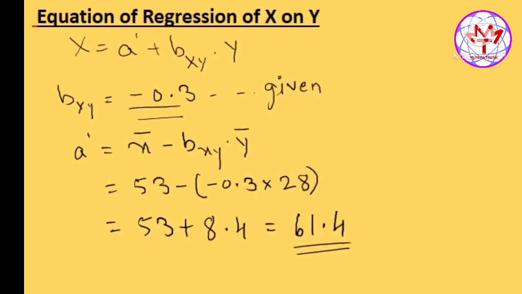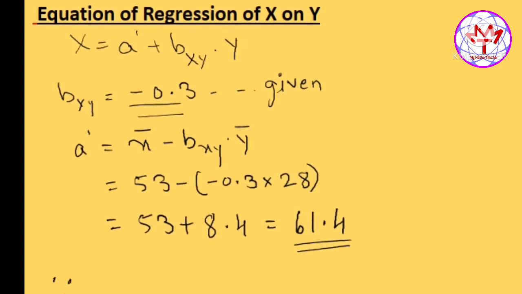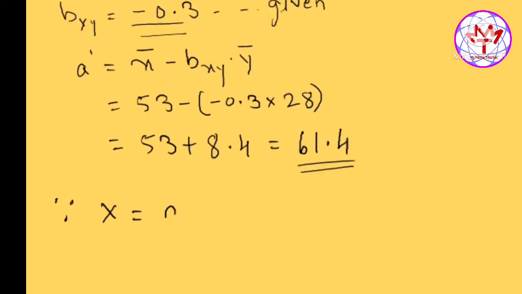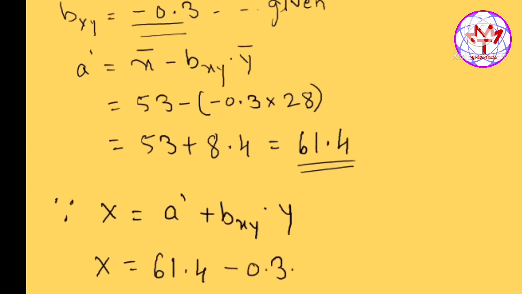Right? Now substitute in the equation of regression. Since x is equal to a dash plus bxy into y, we get x is equal to 61.4 minus 0.3 into y. This is our equation of regression of x on y.